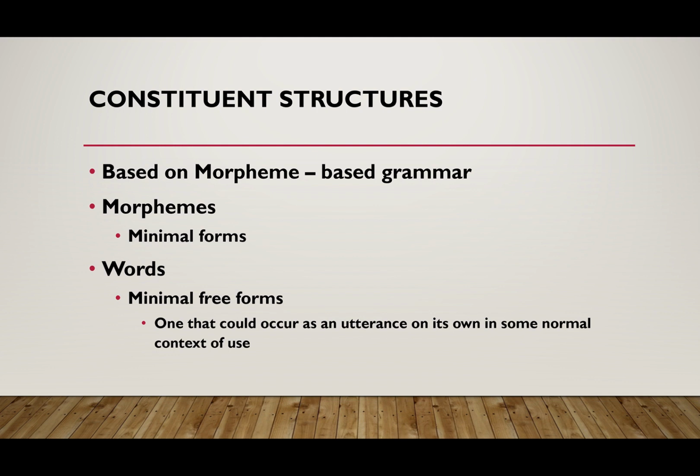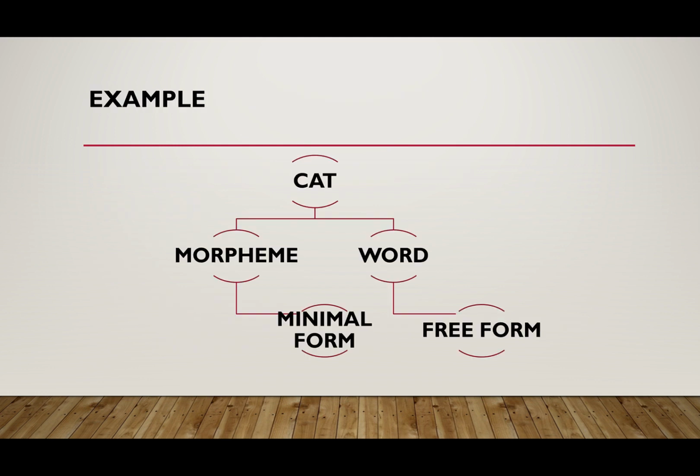So now what are words? Words are made up of morphemes. So words are minimal free forms, forms that can be on their own in an utterance during a normal context of use. Okay, so take for example the word cat, spelled C-A-T. It's both a morpheme as well as a word. Why a morpheme? Because it is the smallest unit. It cannot be split any further. And it's a word also because it's a free form.